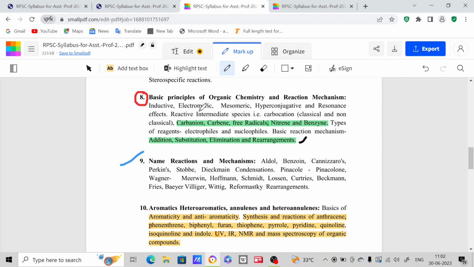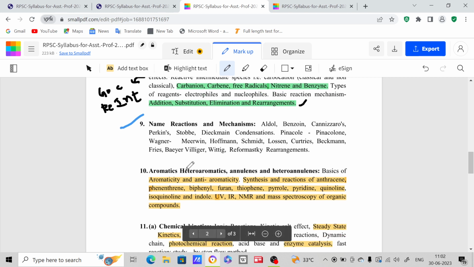And particularly inductive, electromeric, mesomeric, hyperconjugation, resonance effect, this all comes under GOC. So you can read your GOC notes for this particular chapter, okay, and CSIR NET, and reactive intermediate. So this chapter is just regarding GOC and reactive intermediate. Right? So next, named reactions and mechanisms.